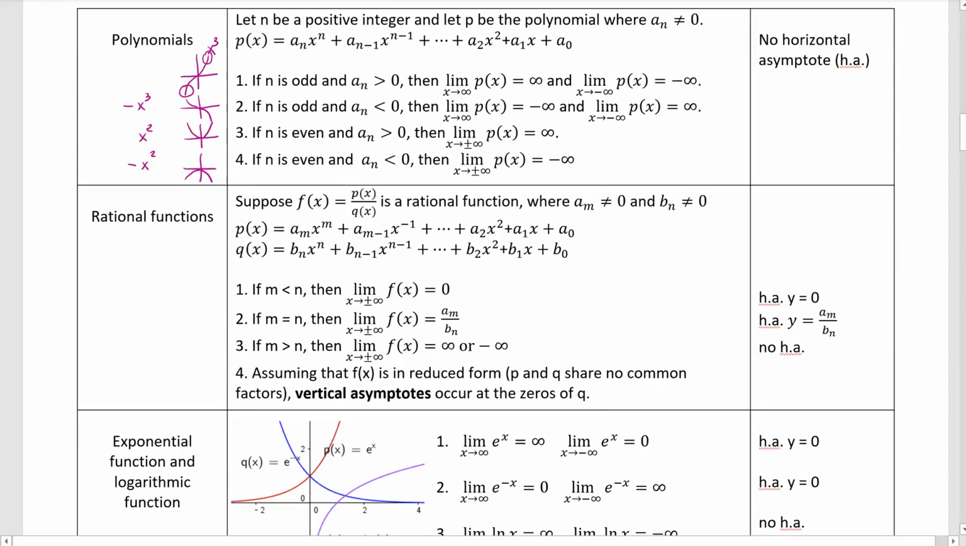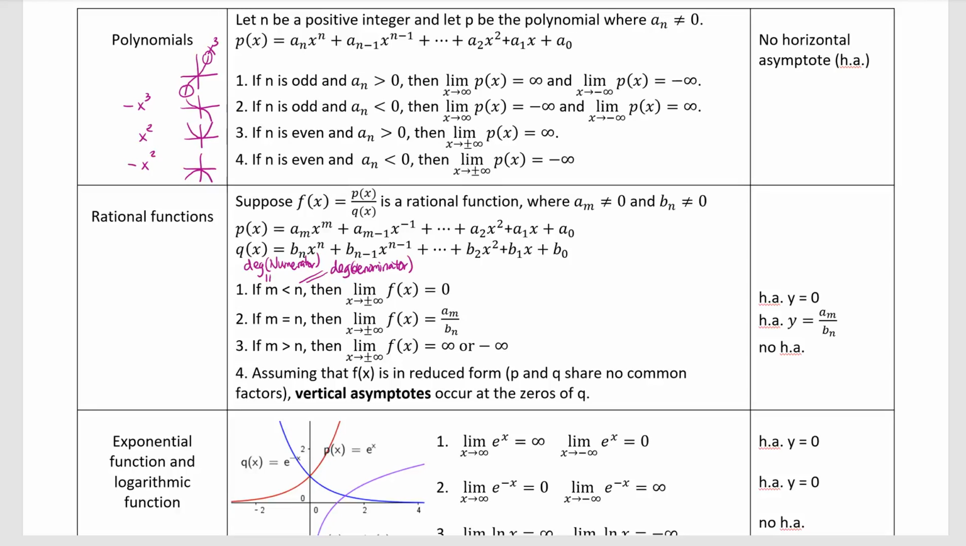Next, rational functions. Suppose f of x equals p of x over q of x is a rational function where a sub n and b sub n are not 0. So those are the leading coefficients. Then we look at the degree. So m is the degree of the numerator, and n is the degree of the denominator.